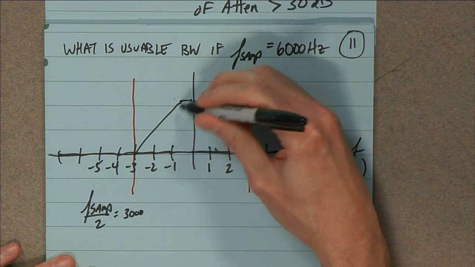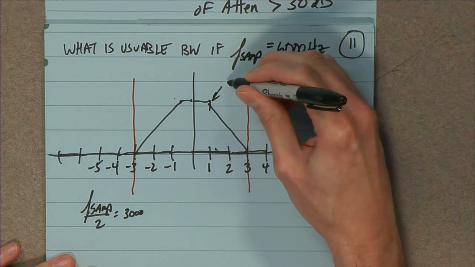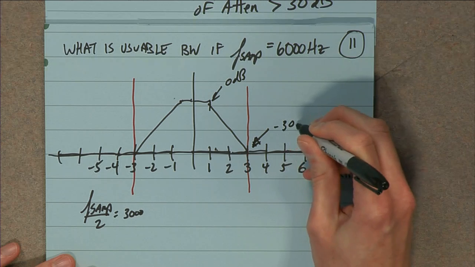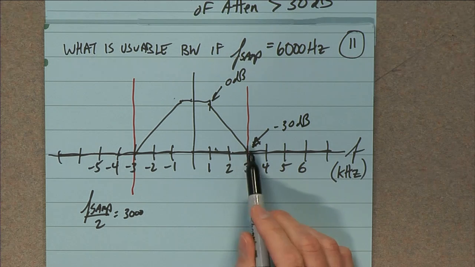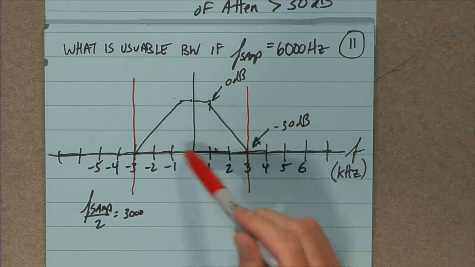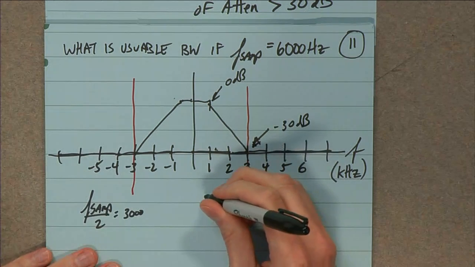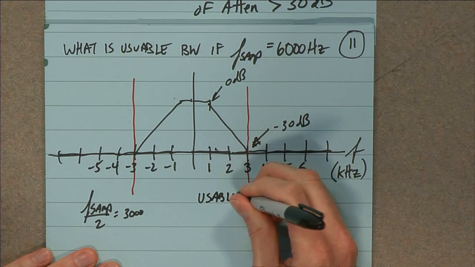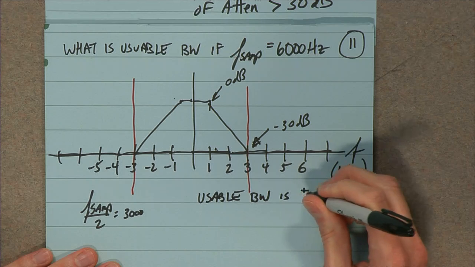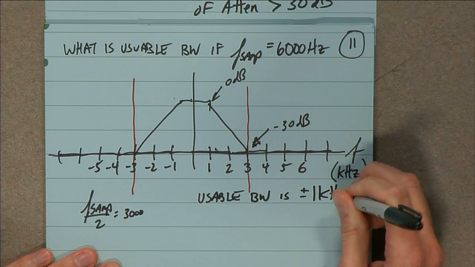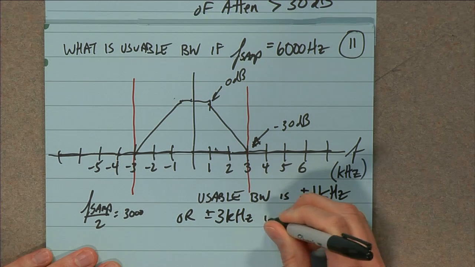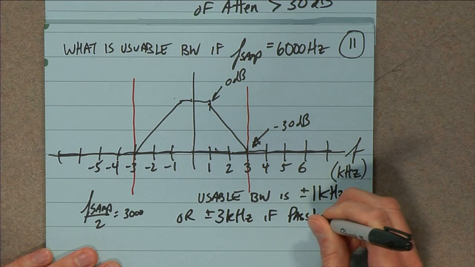Well, look at this passband here. This is the part where we're at 0 dB attenuation. This is the part where we're at -30. So really, it didn't buy you very much, right? 6,000 hertz, you're still only at plus and minus 1 kilohertz. And we'll make it an either or, is plus and minus 1 kilohertz or plus and minus 3 kilohertz if the passband doesn't matter.